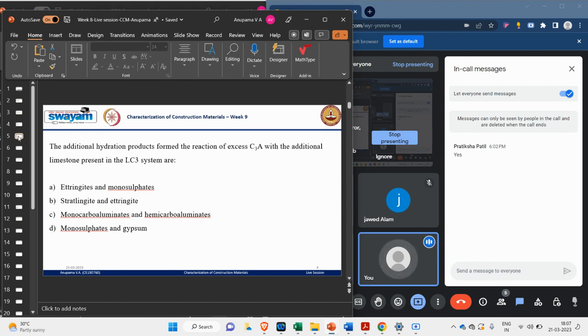Okay, let me move to the answer. The correct answer is option C again. They are monocarboaluminates and hemicarboaluminates. If you just think, what is limestone composed of? It is calcium carbonate, so there has to be a carbonate component. And I have also told that the limestone reacts with C3A, so it has to be something with the aluminates. If you give a basic thought to the question, you could have answered this. That is monocarboaluminates and hemicarboaluminates.